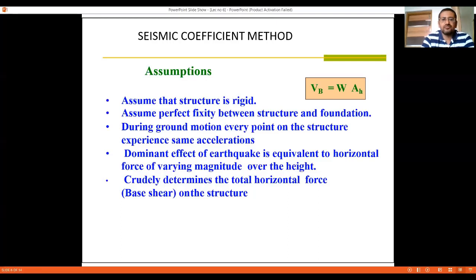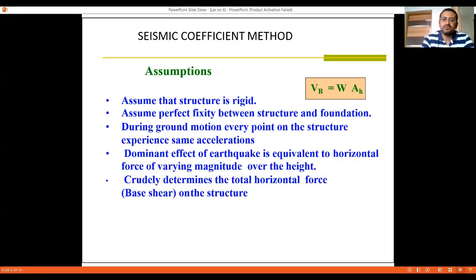Then, during ground motion, every point on the structure experiences the same acceleration. This may also vary, because we are going to apply the forces on the beam column joints, right? So these forces are going to be distributed based on the stiffnesses of the joints, right? The joint that has higher stiffness is going to carry higher force, and joints that have lesser stiffness are going to carry lesser force, right?